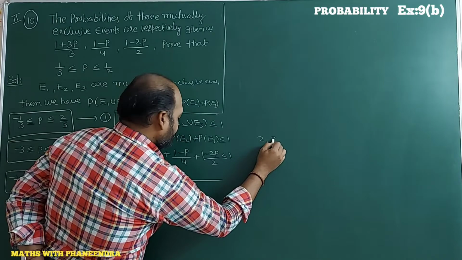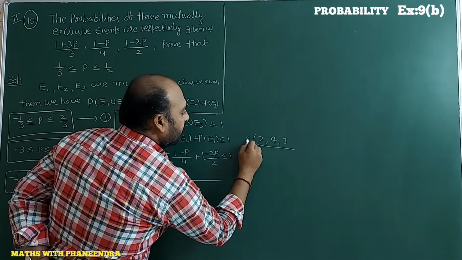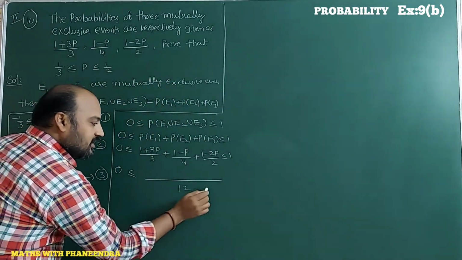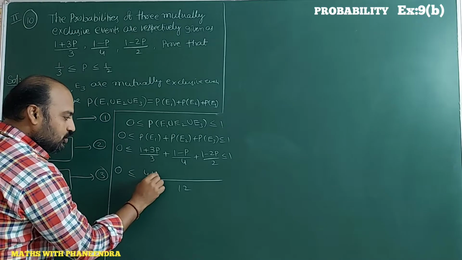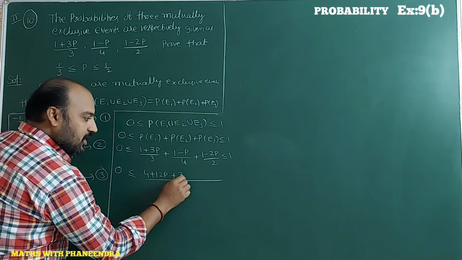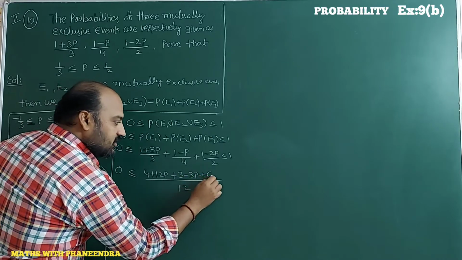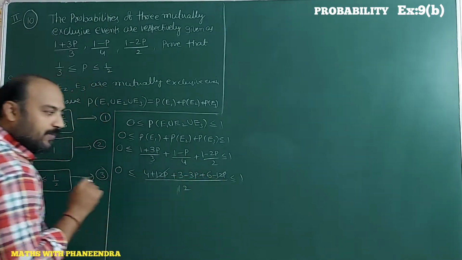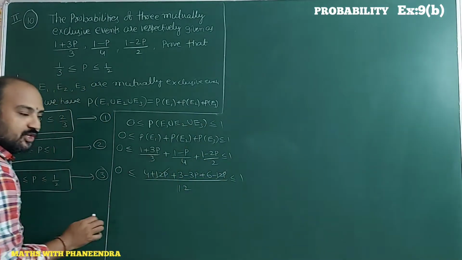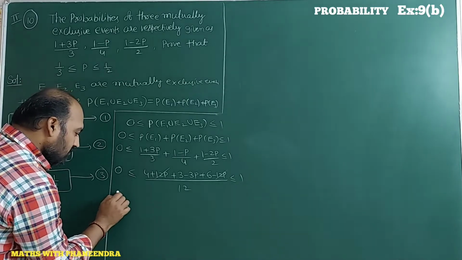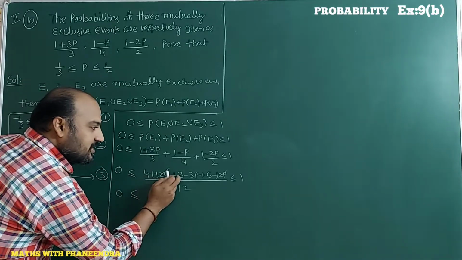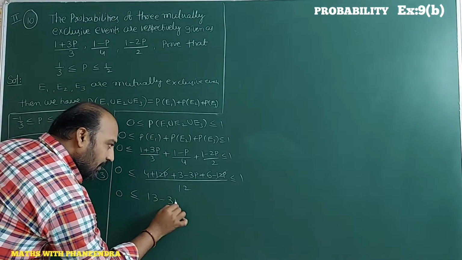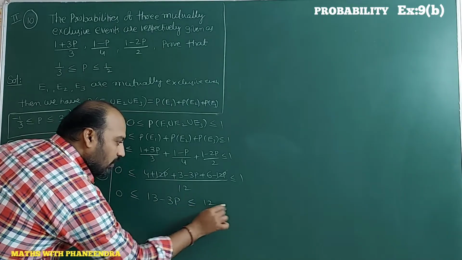What is the LCM? 2, 4, 3, right? 12. So 12 is the LCM. 4 plus 12p plus 3 minus 3p plus 6 minus 12p is less than or equal to 12. Plus 12p minus 12p get cancelled, and all multiplying by 12. So it will become 0 is less than or equal to 4 plus 3, 7, 7 plus 6, 13 minus 3p is less than or equal to 12.